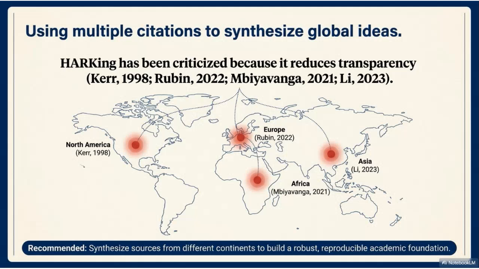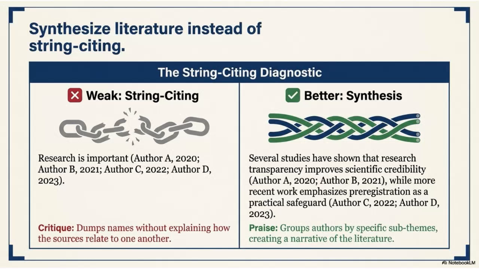To build a robust foundation, you have to synthesize sources from different continents. Combining perspectives from North America, Europe, Africa, and Asia creates a truly global and reproducible academic argument. We should avoid string citing, which just dumps names in a list. Better synthesis groups authors by sub-themes, explaining how the sources relate to one another to create a narrative of the literature.